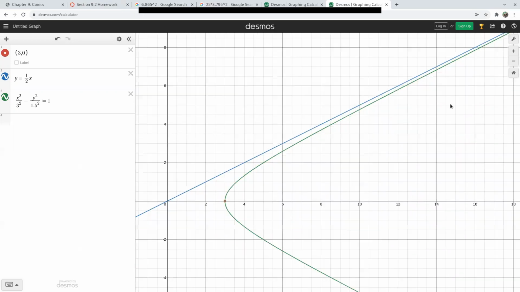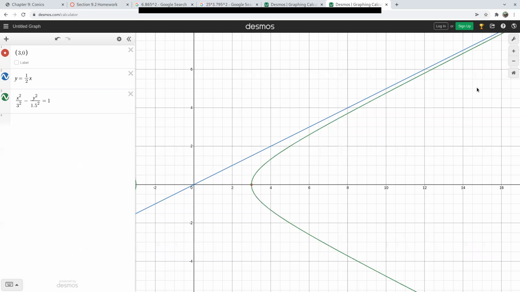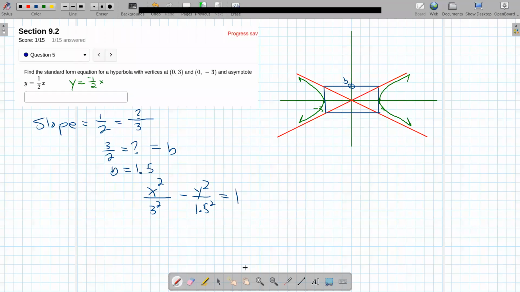To double check that, the asymptote slope is always the ratio of B to A. And so if I take my b, 1.5, and I divide by 3, which is basically what I was setting up right here, 1.5 divided by 3, well, 3 is twice 1.5. So yeah, that's still in the ratio of 1 to 2, which is the slope of the asymptote. So I did come up with the correct equation.